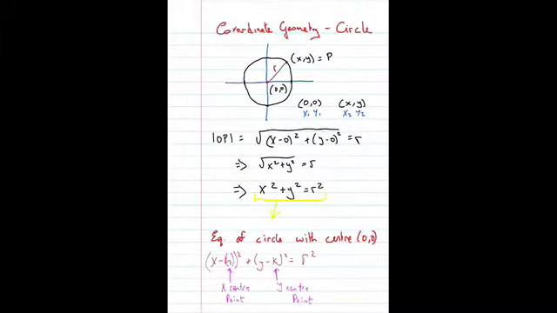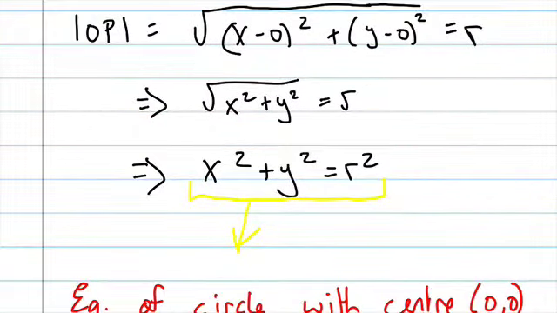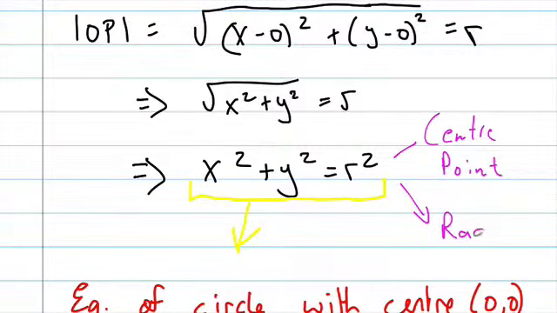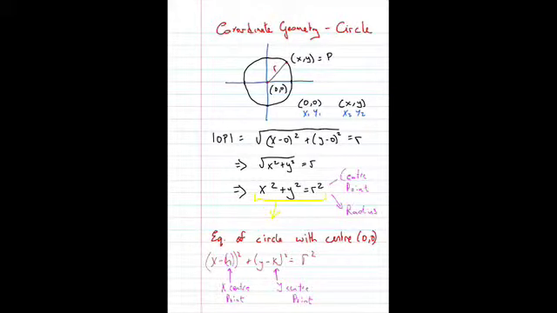Okay, to find the equation of a circle, I need two things. I need a centre point and I need a radius. You all okay with that? They're the two things I need to find the equation of a circle: a centre point and a radius.